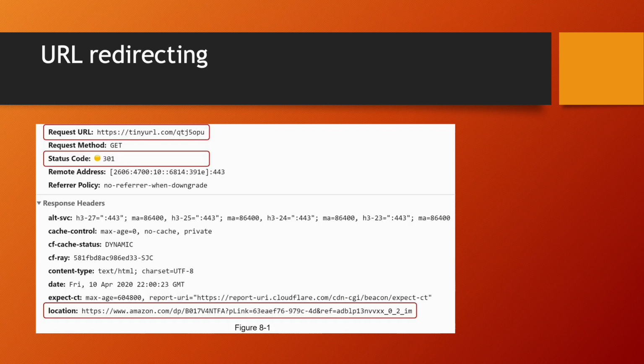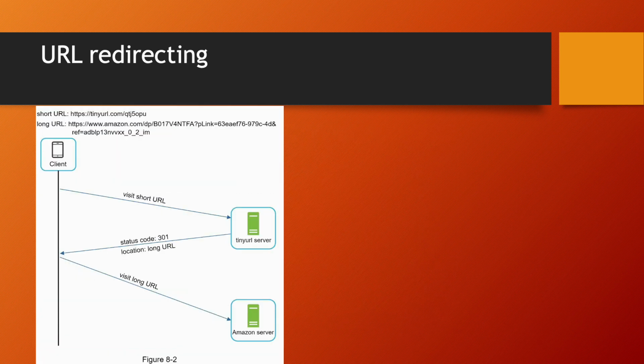So here is the URL redirecting example. Moving on, again, URL redirecting. The technical term for this is a 301 redirect. A 301 redirect shows that the requested URL is permanently moved to the long URL. Since it is permanently redirected, the browser caches the response, and the subsequent request for the same URL will not be sent to the URL shortening service. Instead, requests are redirected to the long URL server directly.